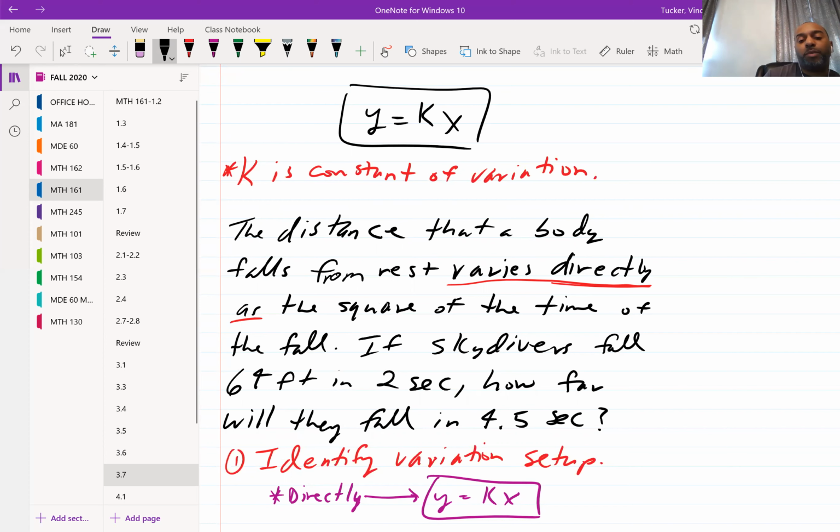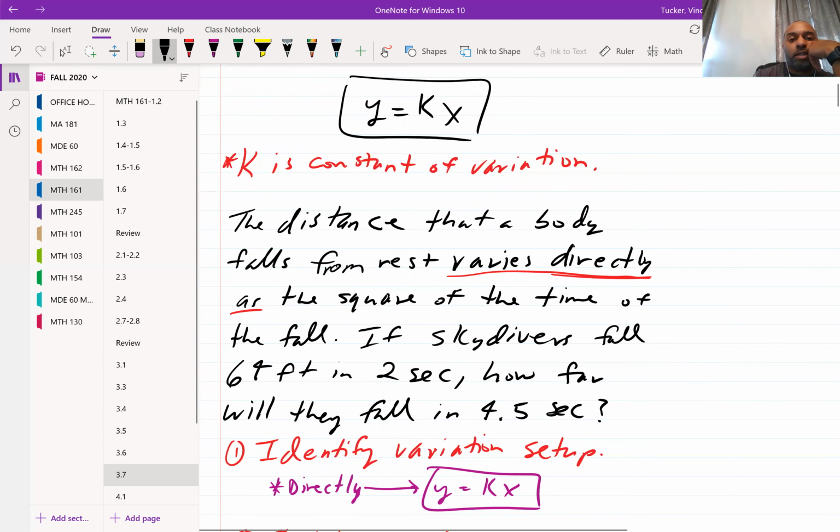All of these are going to be set up the same way. They give you a key phrase to let you know how you're going to set up the problem. They're going to give you enough information for one relationship, then you're going to be missing one piece of the other relationship, then you'll be able to solve for it. So all of them will be set up the same way in this section.